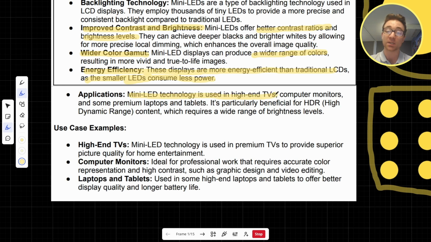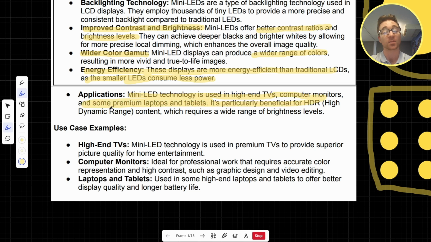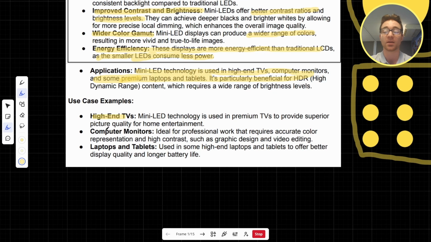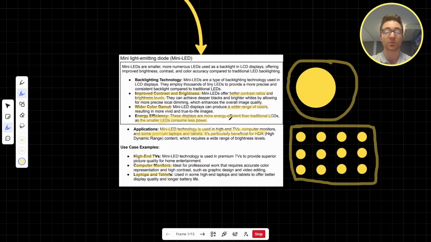So when would we actually see this be used? They are generally applied in high-end TVs. It's going to be pretty expensive, computer monitors, and some premium laptops and tablets. Note the word premium, right? We're thinking pretty pricey here. We're thinking people who have a lot of cash to spend and want the best of the best. All right, so some use case examples: high-end TVs, high-end computer monitors, and laptops and tablets as well. It's a focus on high-end.